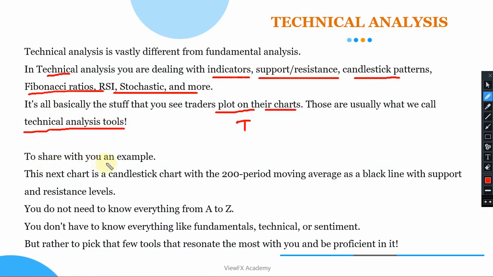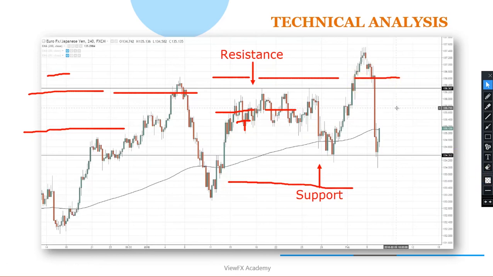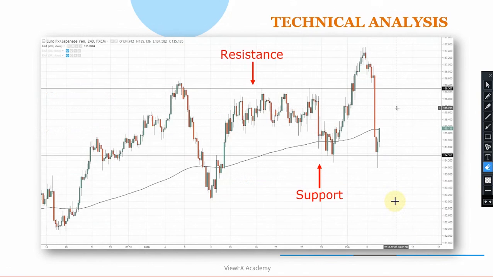To share with you an example, there's a chart in the next slide which has a 200 period moving average and a black line with support and resistance. You don't have to know everything like fundamental, technical, or sentimental, but rather pick that few tools that resonate the most with you and be profitable from it. You have to choose which one you want to specialize in. But if you can specialize in all of them, it's still good for you.